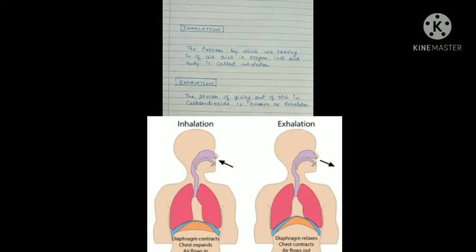Exhalation. The process of giving out air rich in carbon dioxide is known as exhalation. Coming to the next point, breathing rate. Breathing rate actually means how much a person can breathe in a minute, how many times a person breathes in a minute.